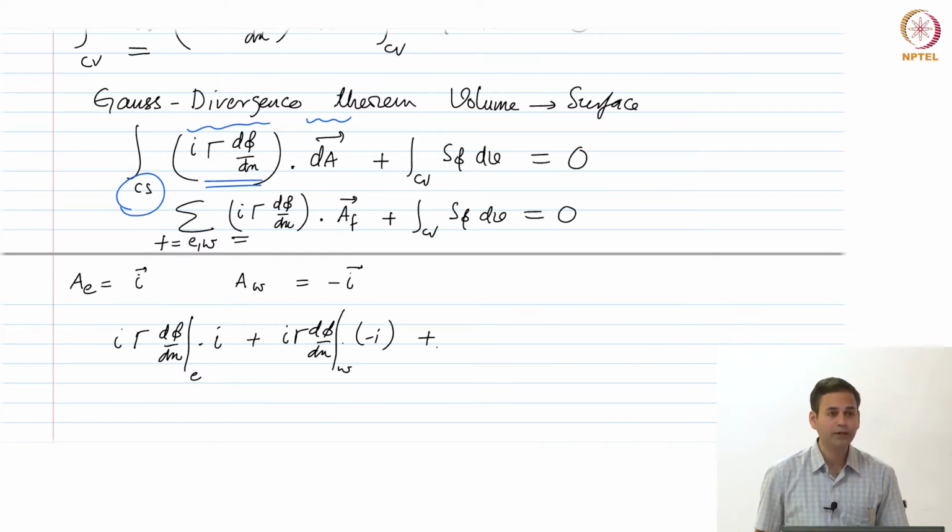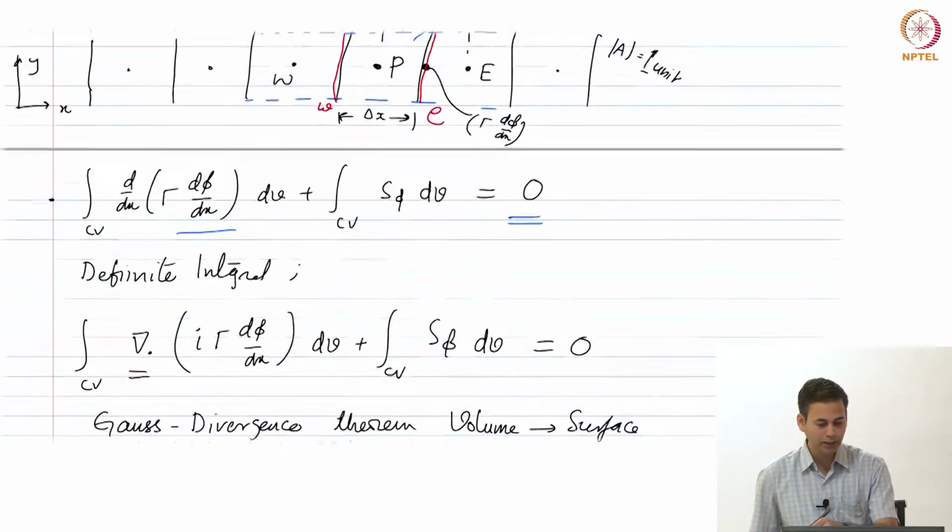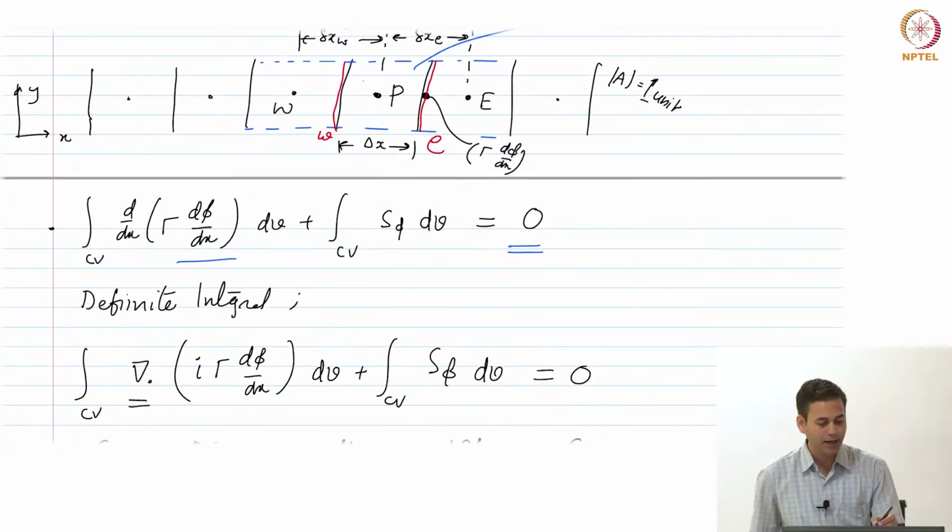Plus, now I introduce another approximation for calculating the source term. We say that the source term can also be calculated at the centroid of this cell. So I somehow calculate an average value for the source term at the centroid, and that value prevails over the entire cell. Fine. So I have some average value for the source term which is representative of the cell centroid value, and that average value prevails over the entire cell.